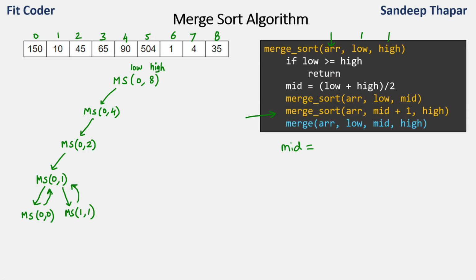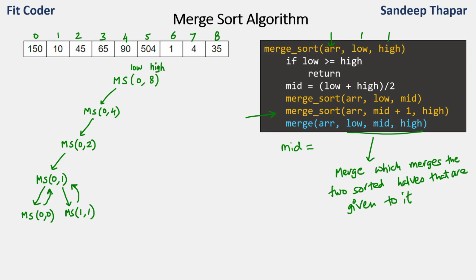And now we call the function merge, in which we pass array, low, mid and high. For now, let's just assume that we have a function merge which merges the two sorted halves that are given to it. We are calling the function merge with the parameters array, low at this point is 0, mid is 0 and high is 1. So we are passing it two arrays, one from 0 to 0 and the other from 1 to 1.